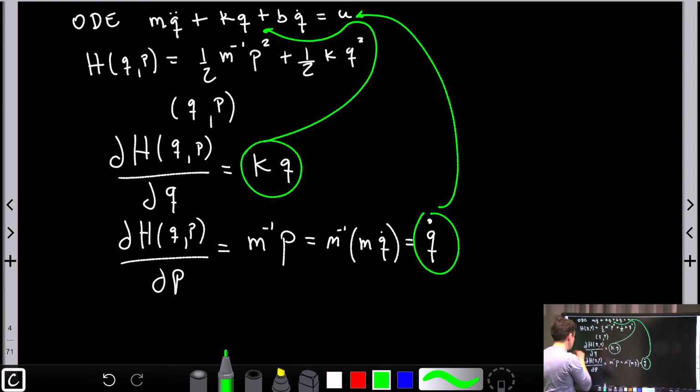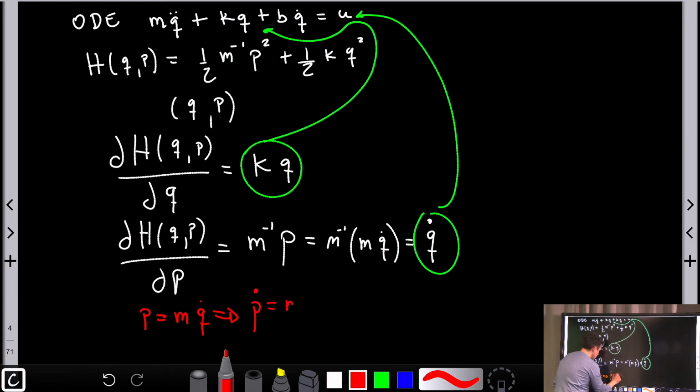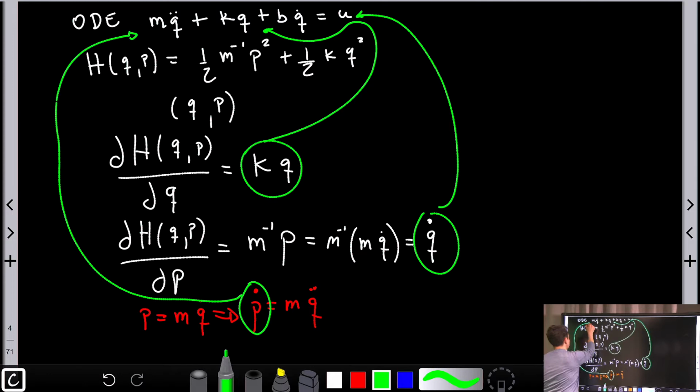We can do the replacement of both results in the ODE. Also, another interesting result that we can replace is the following. We say that the momenta is equal to mass by speed. What happens when we take the time derivative of the momenta? Then it's going to be just mass by the acceleration, which means that we can get rid of the acceleration in our ODE and just replace it directly by the time derivative of the momenta. Now we do this set of replacements, and we will see what we get.